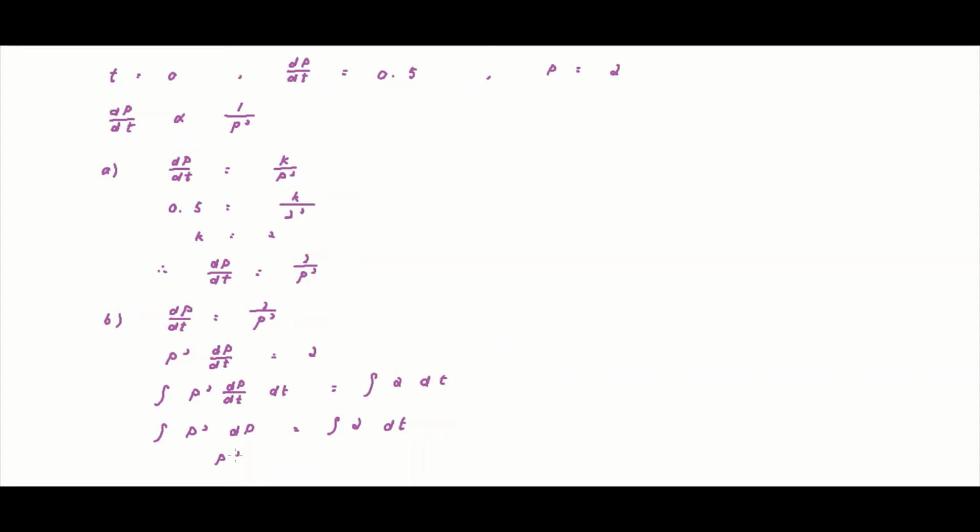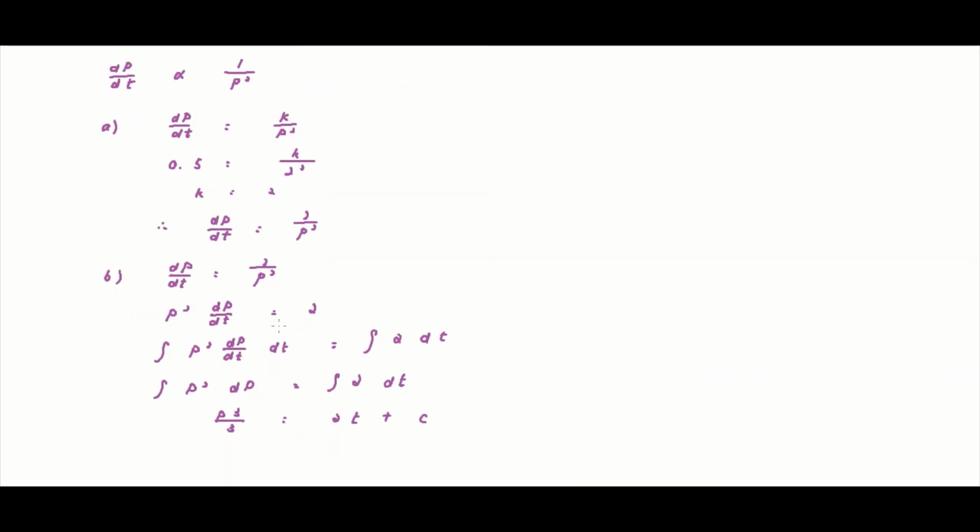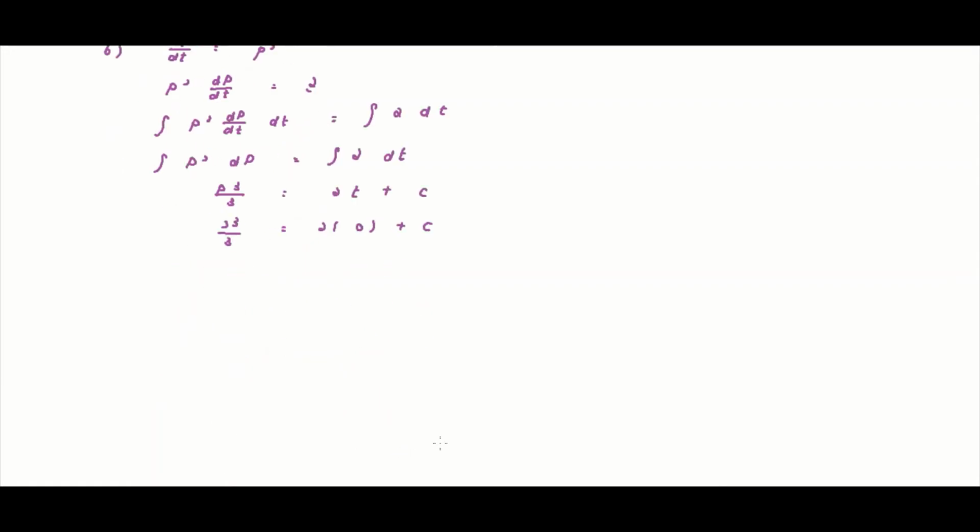So P cubed over 3 equals 2t plus c. Same thing, we need information to substitute for t and P so you get c. Do you have a set of values here? Yes, when t equals 0, P equals 2, right? So let's substitute P equals 2 when t equals 0. You should be able to get your c as 8 over 3.